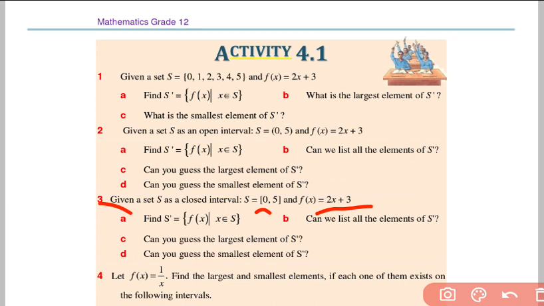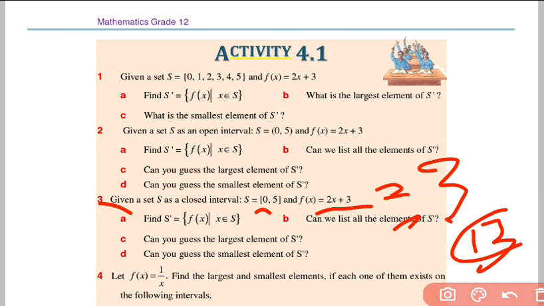When we plug in 5 or 0, we get 3. Okay. When we plug in 5 in the function, we get 13. The largest one is 13. The smallest one is 3.